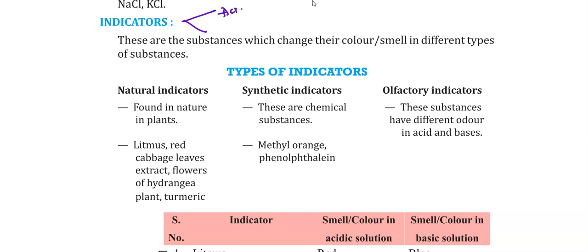I need to check whether it is acid or base. Then what do we do? We use indicators. Indicators are those substances which are helpful to identify whether the given solution is acid or base. Those are called indicators. Any doubts? Indicators are those substances.